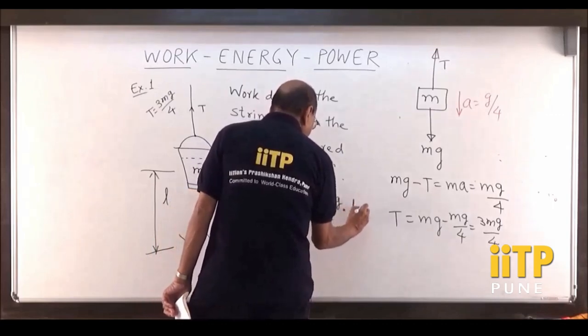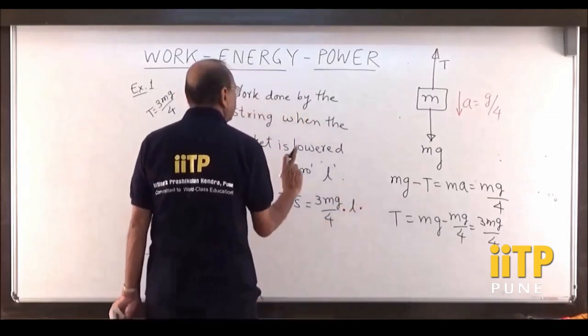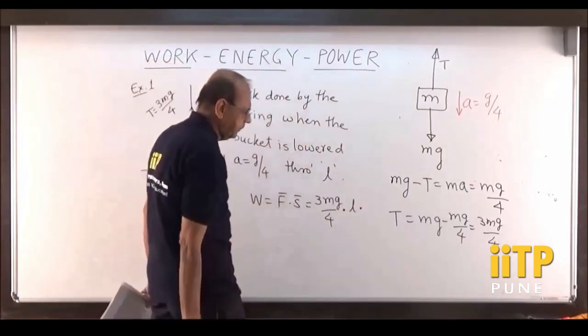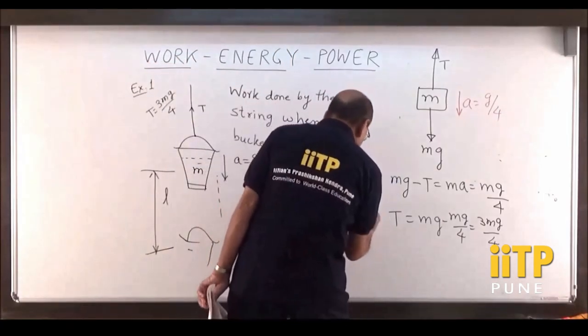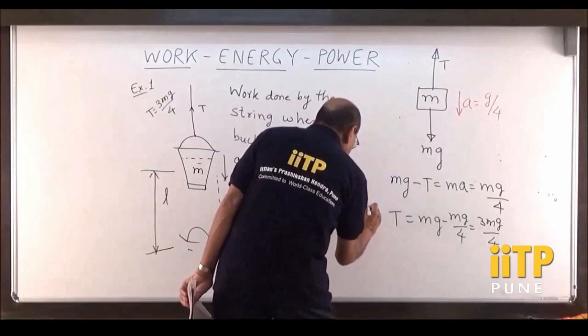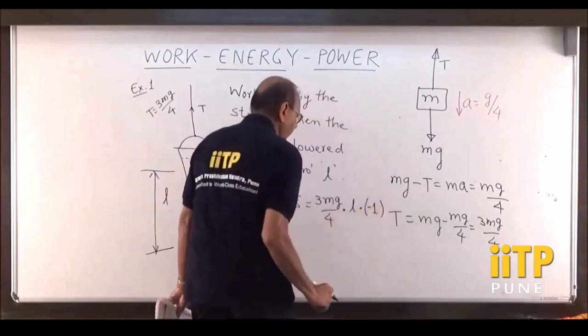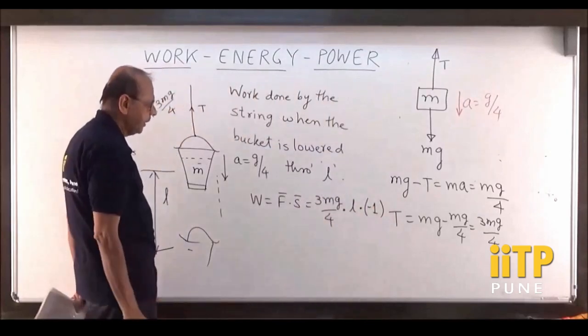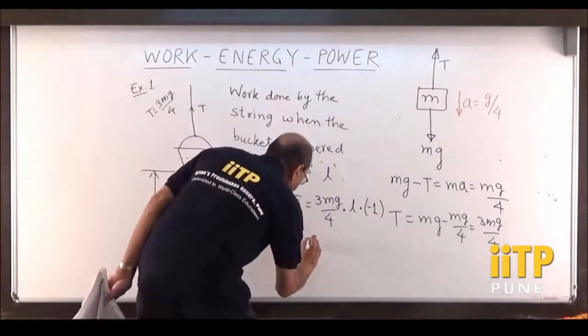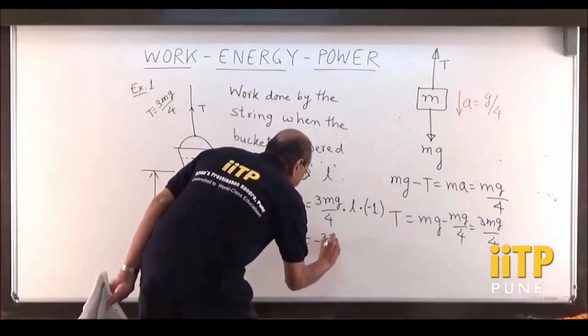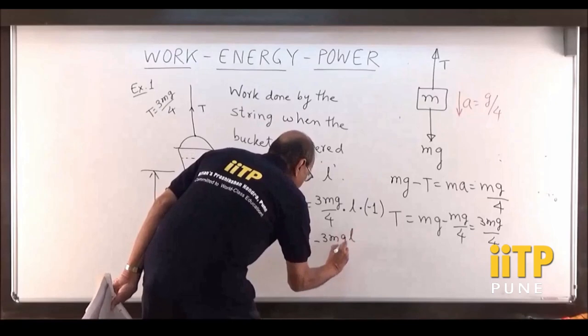Displacement downward L, and the angle between these two vectors, the force vector and the displacement vector, is 180. So I have to write cos 180. Cos 180 degrees is minus 1. So naturally my answer is minus 3 mgl by 4.